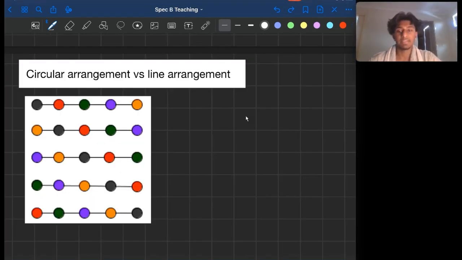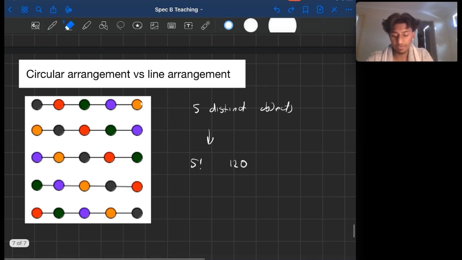Alright, so I'm going to explain the difference between circular arrangement and linear arrangement. If I give you a question where you need to arrange 5 marbles, black, red, green, purple and orange, into different orders, how many ways of doing that are possible? You'll tell me if you know how to do linear arrangement. If there's 5 distinct objects, there's going to be 5 factorial arrangements of that. 5 factorial is 120, so there's 120 different arrangements of this.